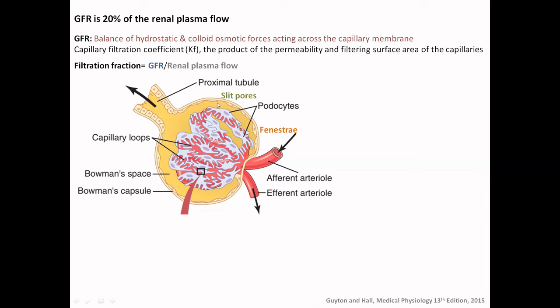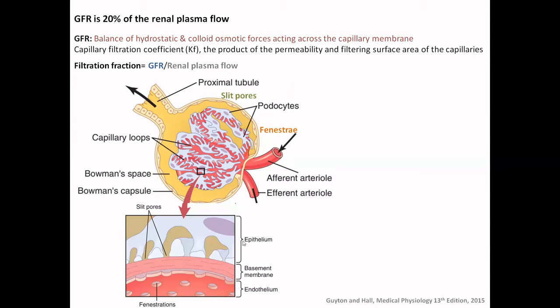Okay, and there are slit pores. So these actually increase the rate of filtration. So this is a slightly better explanation. This is the endothelium of the capillary or the blood vessel. Then there is the basement membrane, which is also called the basal lamina in the case of epithelium. And this is the epithelium of the Bowman capsule. So in this epithelium, you can see there are slit pores. Okay. And the fenestrae are found in the endothelium.